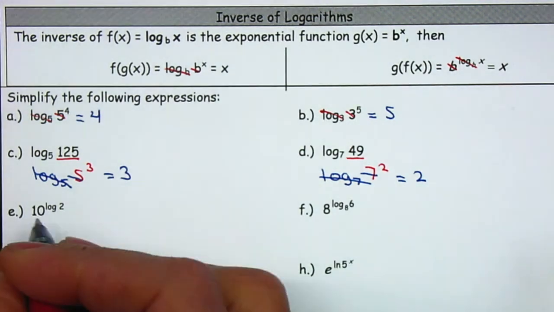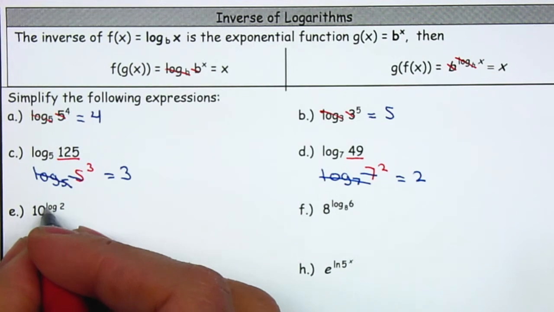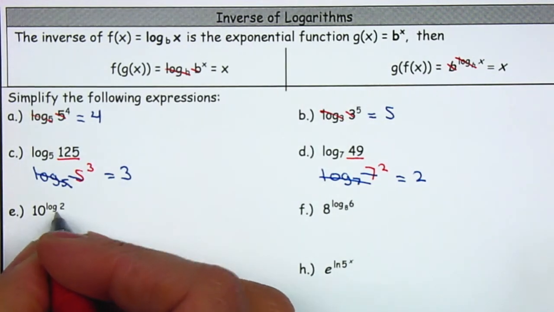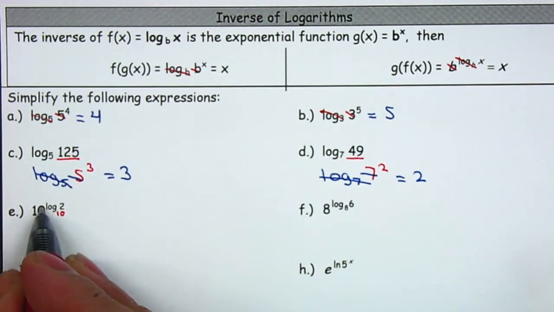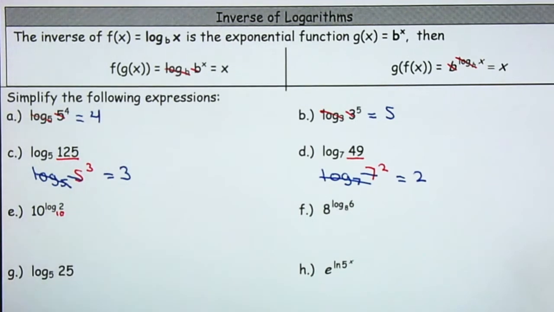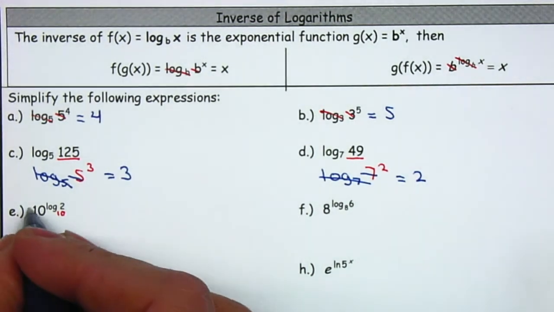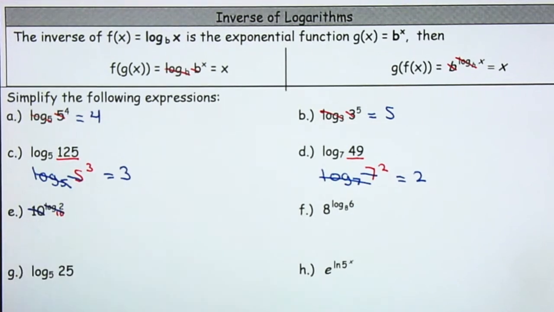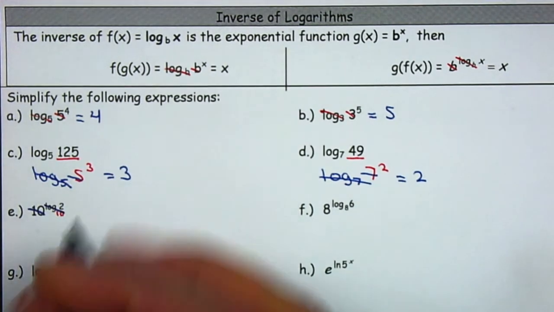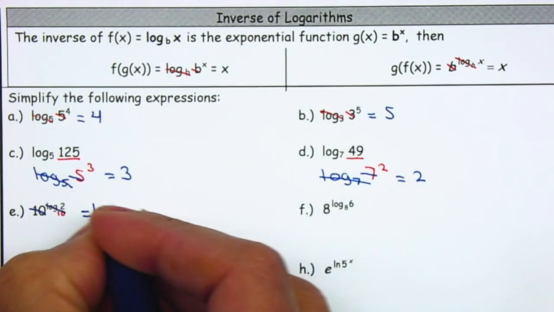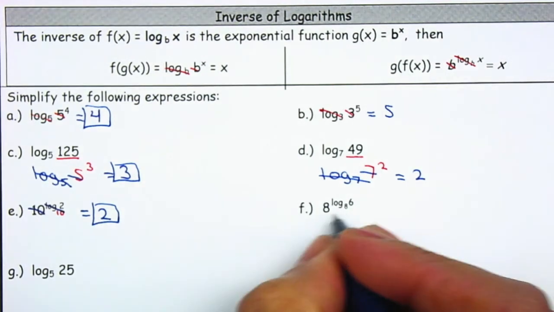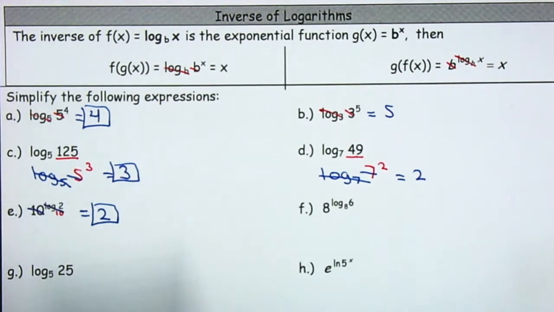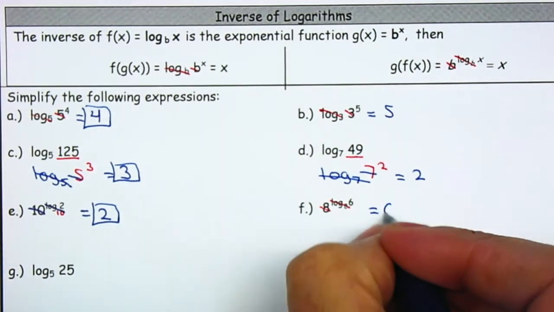For letter E, we have 10 to the exponent of the log. There's no base in here, so remember, if there's no base, automatically there's a 10. So it'll be 10 to the power of the log base 10 of 2. They have the same base, so the base cancels the log because it's the exponent. So that will be equal to 2. They are exactly the same base, so they cancel each other out, and that'll be equal to 6.